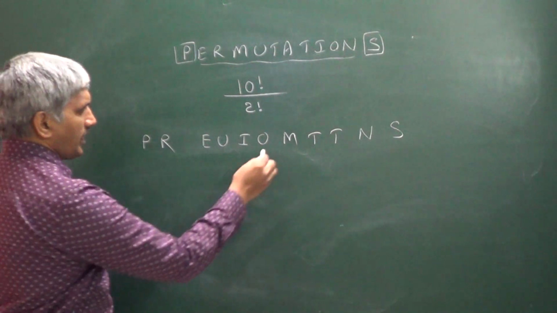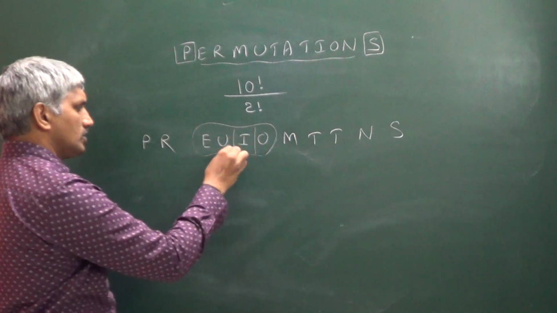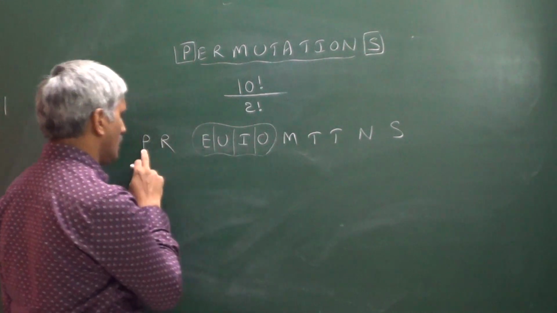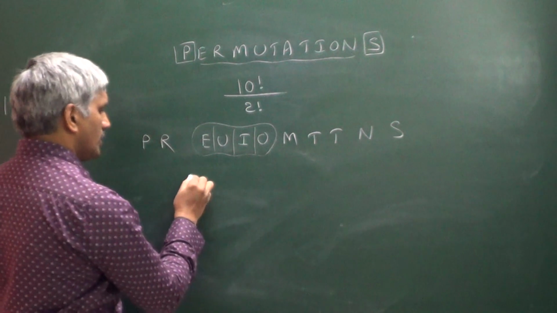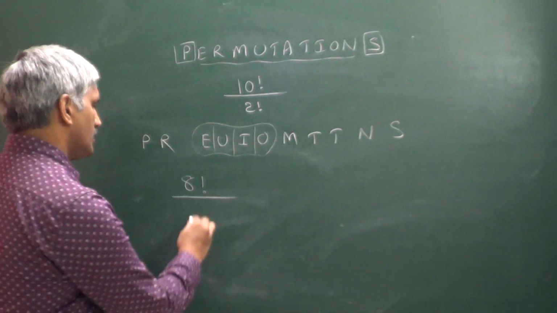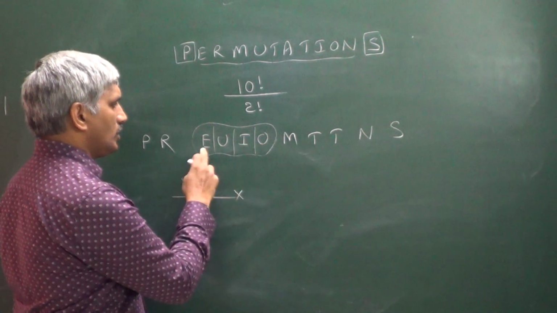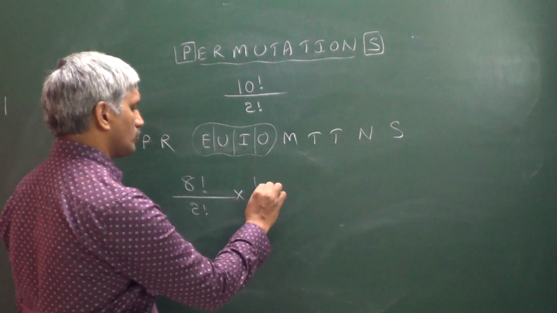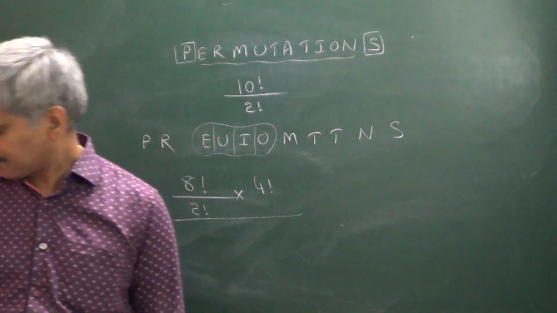So he is saying the vowels come together. That's why we consider all these vowels as one unit. Now we have 1, 2, 3, 4, 5, 6, 7, 8 units. They can be arranged in 8 factorial divided by 2 factorial, since T is there 2 times, into the vowels can be arranged among themselves in 4 factorial ways. So that is the answer for vowels come together.